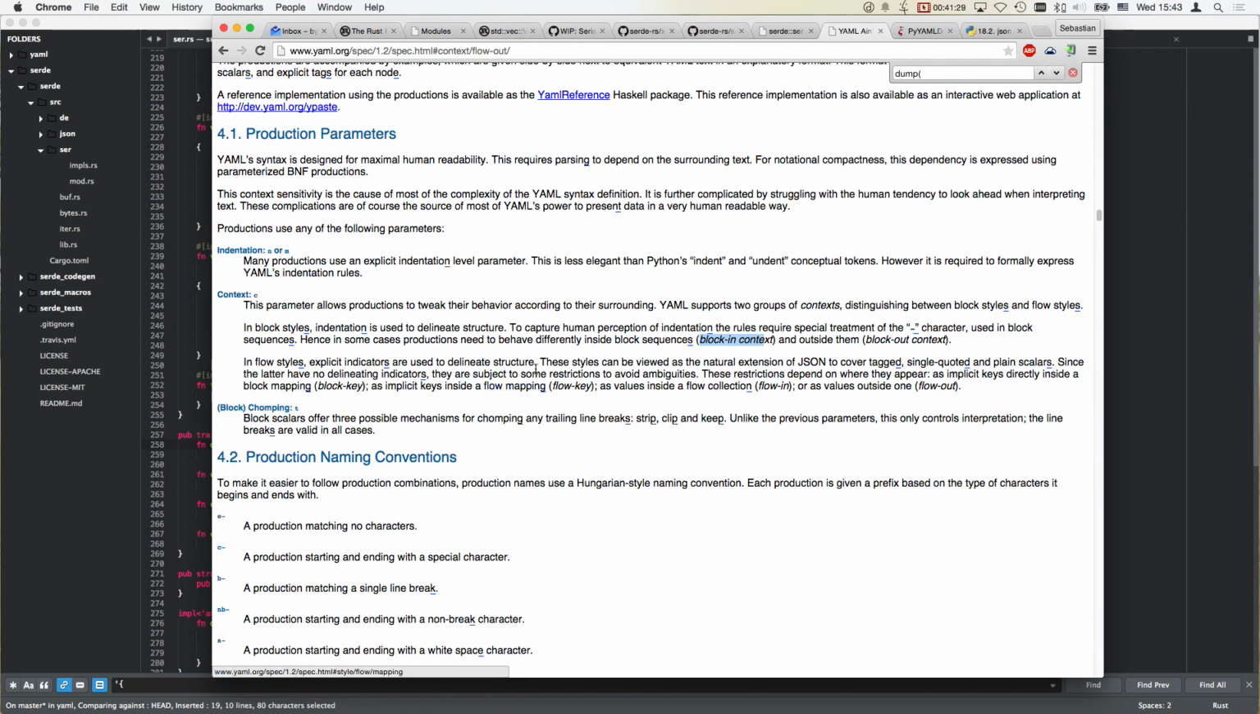implicit keys inside a flow mapping, as values inside a flow collection, or values outside a flow collection. Flow out. Oh man, I have no idea what that flow stuff means, to be honest. Not from reading this. Blocks, I think I got.